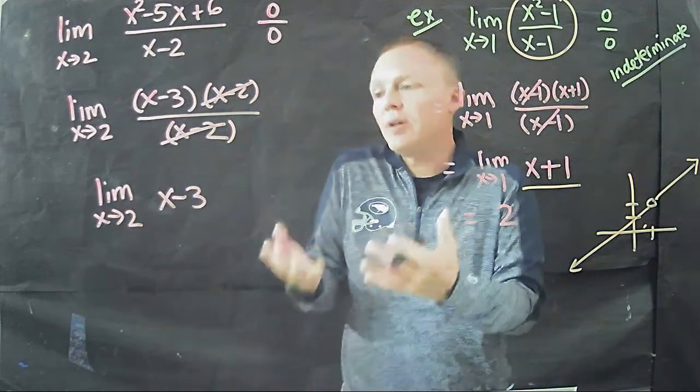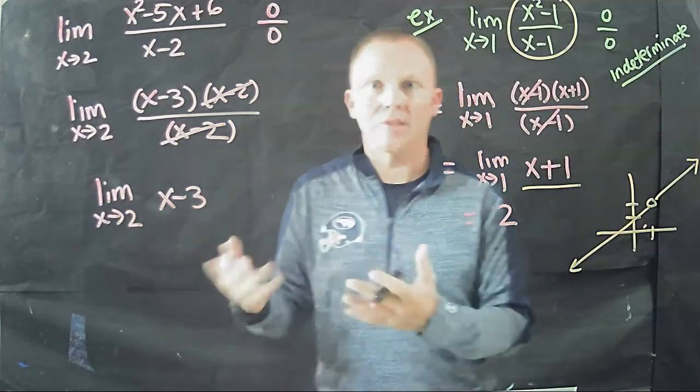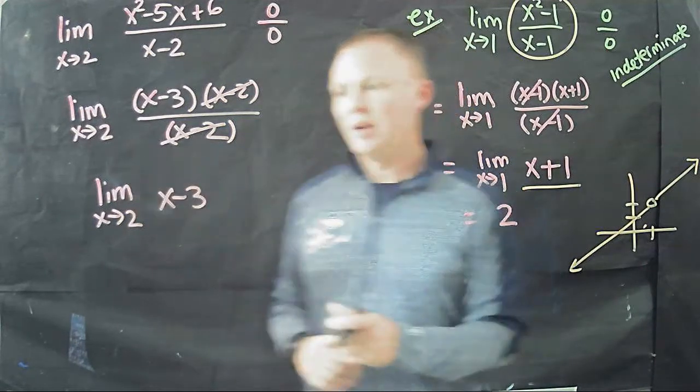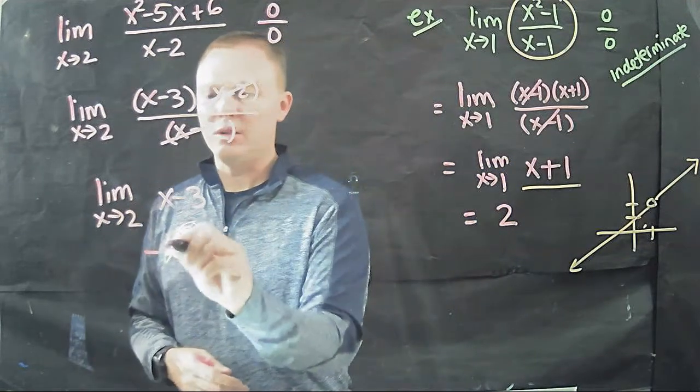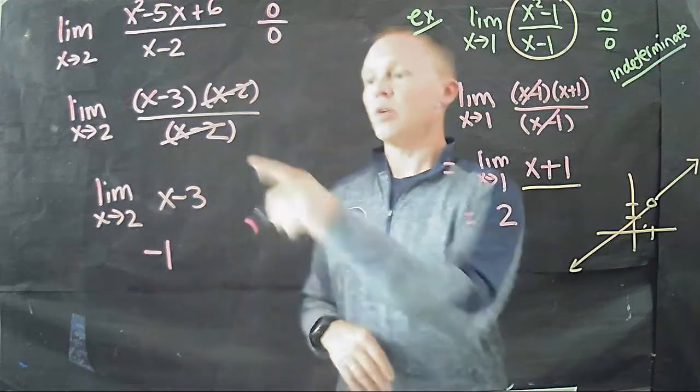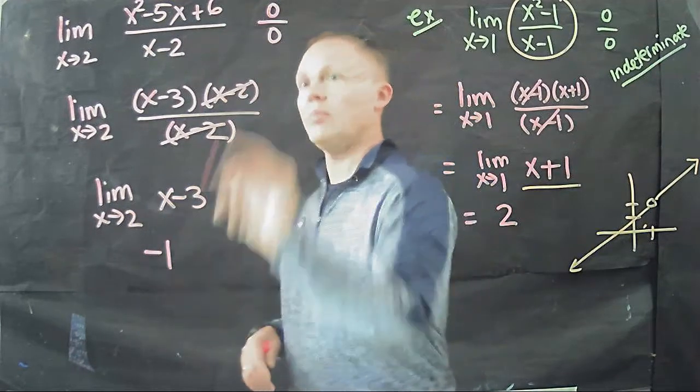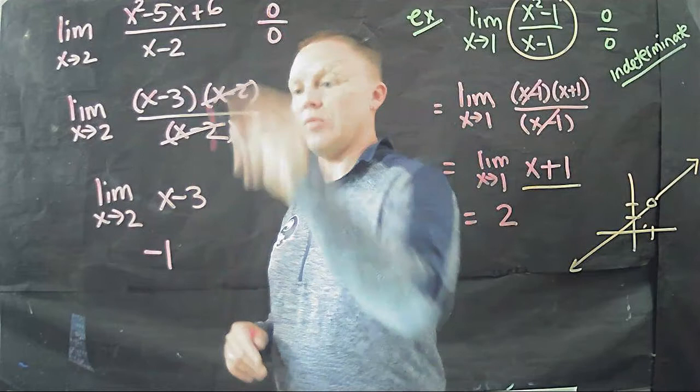And the reason I'm allowed to plug in 2 here is because I'm using those limit laws, and I'm just sort of bypassing all of that. I'm saying, hey, I understand how this works. 2 minus 3 is negative 1. Okay? So the answer to this limit problem is negative 1.